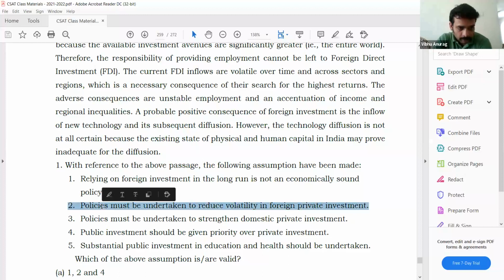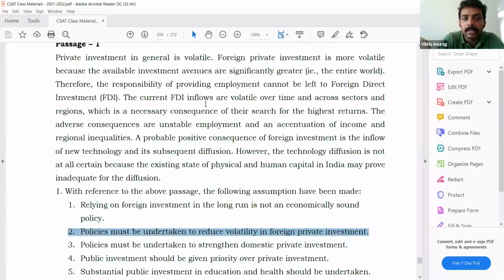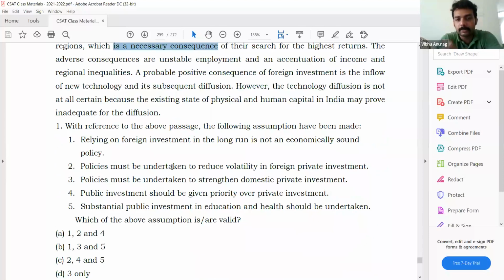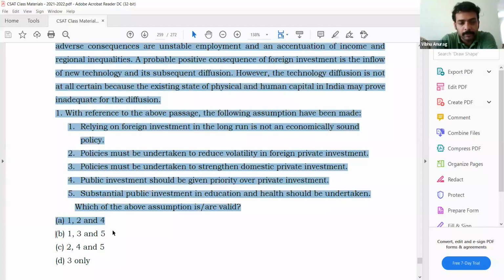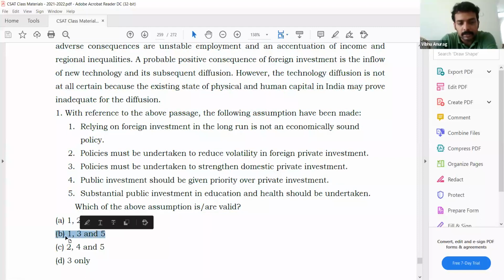Second one, policies must be undertaken to reduce volatility. See, he's saying that foreign investment is volatile by nature. He calls it a necessary consequence. So he's not saying that we have to reduce any volatility. Now, 1 is right and 2 is wrong. So your answer must be B, 1, 3 and 5. B must be the answer, 1, 3 and 5.